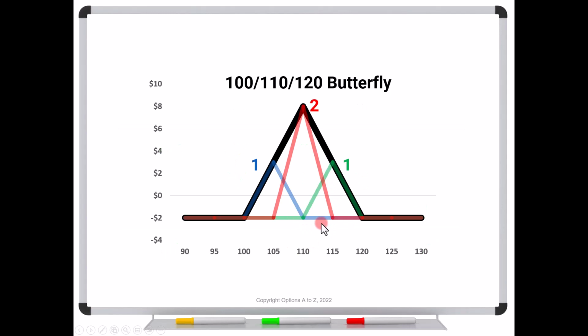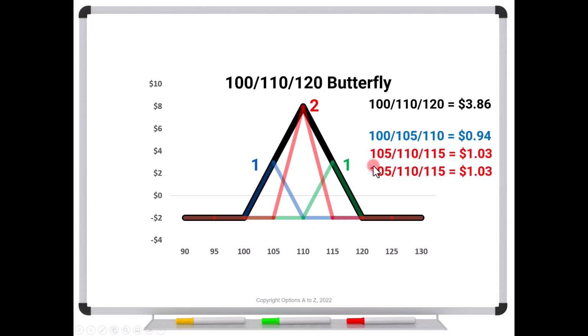And to show that it actually works, not just conceptually, but if we put this into a pricing model, the 100, 110, 120 butterfly was priced at $3.86. But let's take a look at the blue one down here. The 100, 105, 110, according to a pricing model, is 94 cents. Buying two of the 105, 110, 115s, they were priced at $1.03 each. And then the 110, 115, 120 was 86 cents.